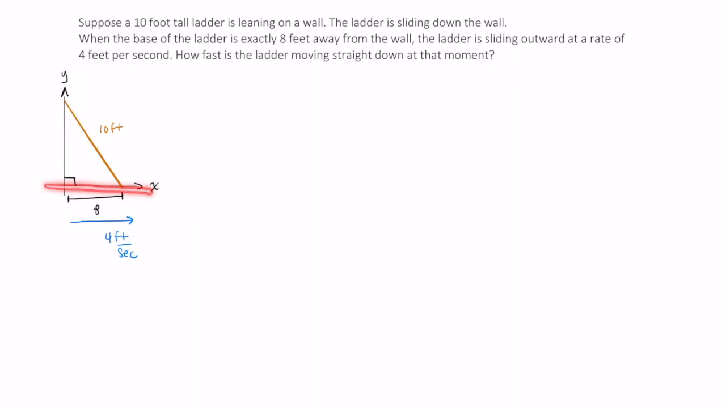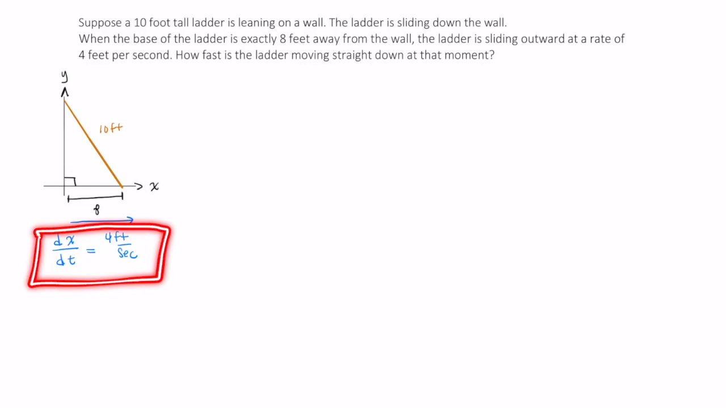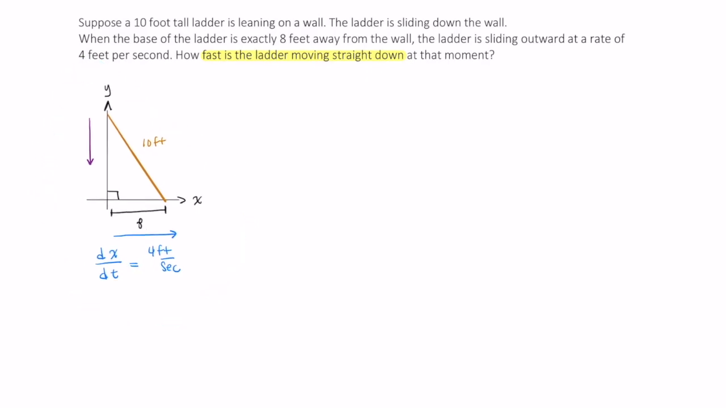So x here is measured in feet, since I know this is 8 feet, this distance, and this is 4 feet per second. So this is the change in x over the change in time. That is, the change in x over the change in time is 4 feet per second. And now let's go back through the problem and highlight our goal. How fast is the ladder moving straight down at that moment? So we want to know this rate, the rate going down. So what we're looking for is dy over dt. That is, we're looking for the change in this y direction with respect to time in seconds.